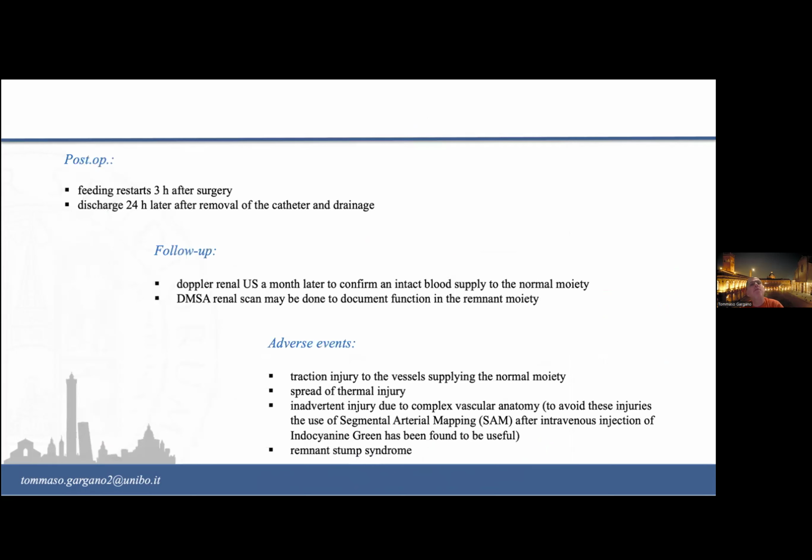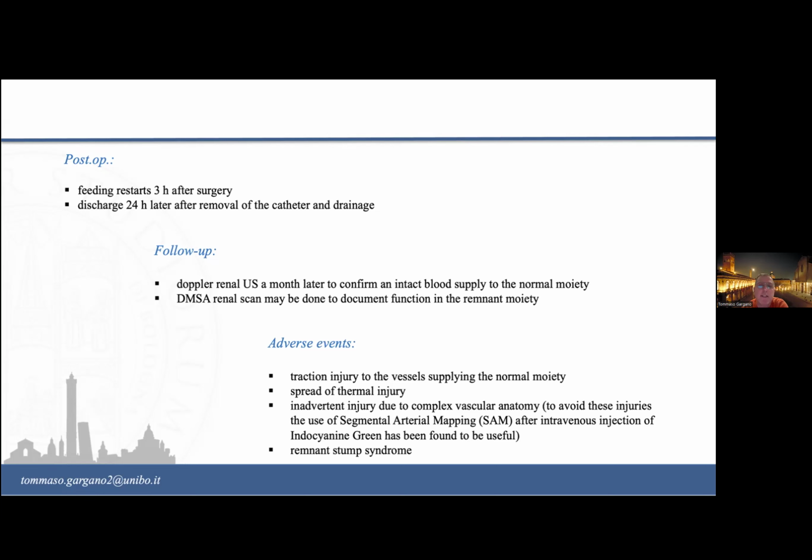Postoperatively, feeding of the patient restarts 3 hours after surgery. The patient is discharged 24 hours later after removal of the bladder catheter and the abdominal drain. Regarding follow-up, Doppler renal ultrasound can be useful to confirm the intact blood supply to the normal moiety, and eventually a DMSA renal scan to document function in the remnant healthy moiety.